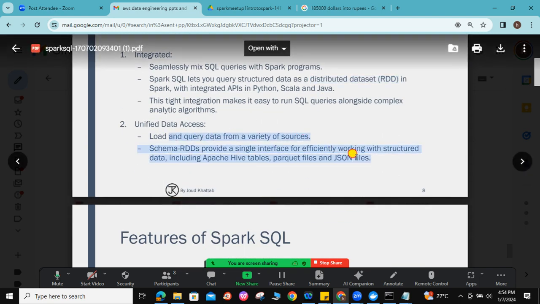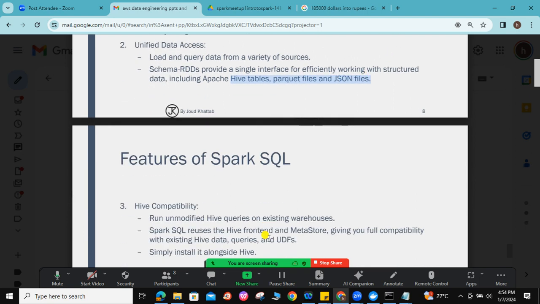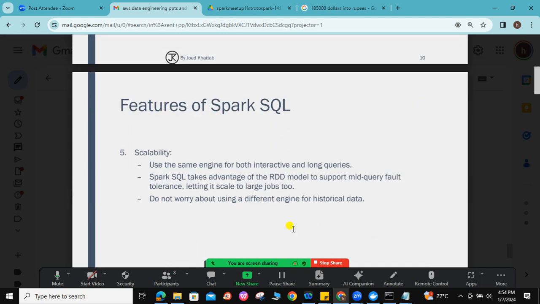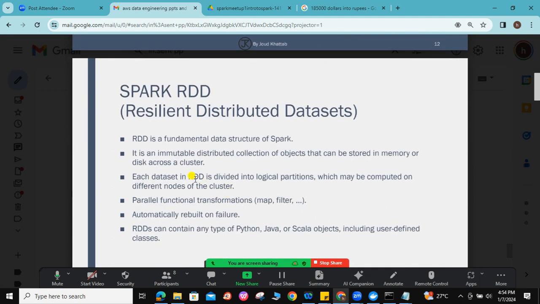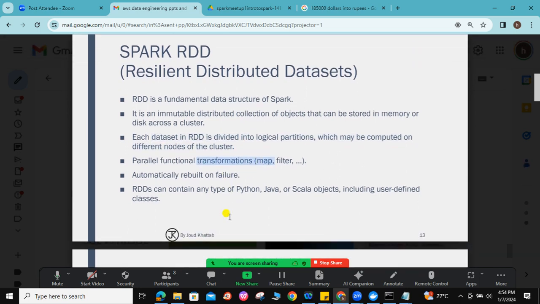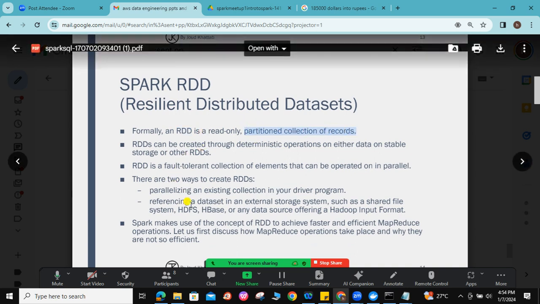Unified, load the query, JSON file. We will see how to get all this JSON file and all next week. So I am not doing it, it's a part of Hadoop. Okay. Same thing, scalability, Spark RDD. RDD, you know it already. RDD is a functional data structure. Okay. Map, filter, all are RDDs. Formally, a read-only partitioned collection of records. Obviously, it's read-only. RDD is immutable. So it's read-only. It's a partitioned collection of records.